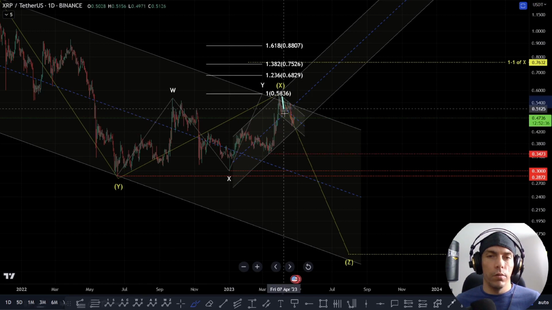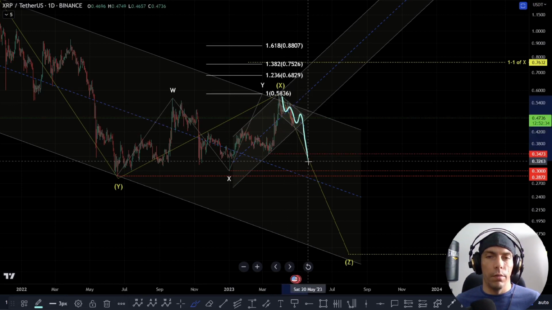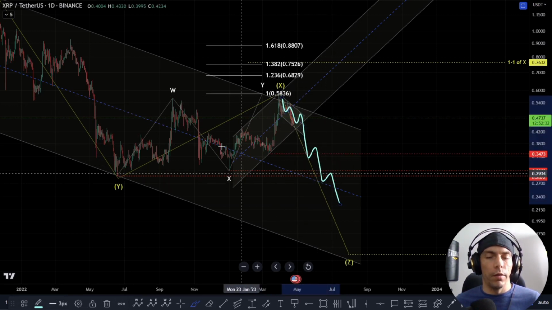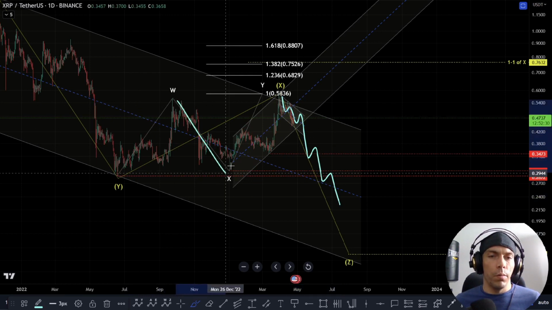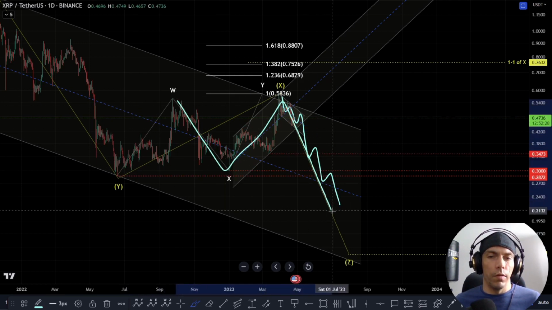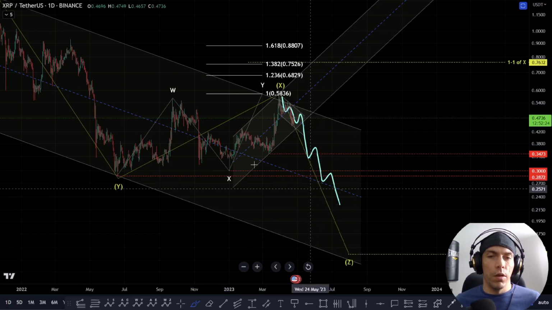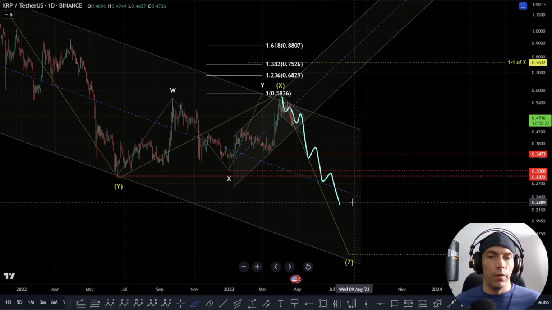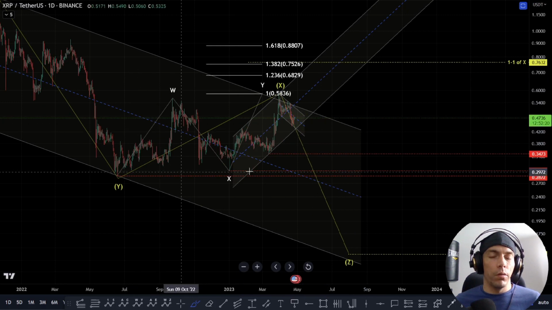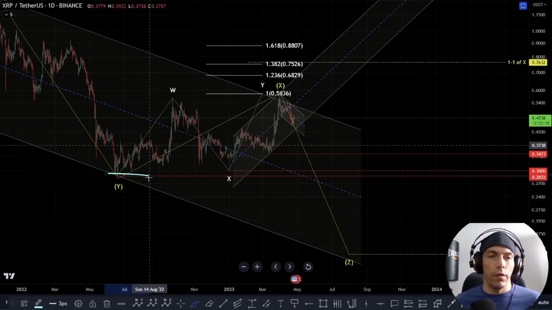What I want to see is if we do start to break down in a bigger 5-wave structure here, something like this, then we'd have to be on the lookout for that possibility that the Z wave could be a flat correction. If that's the case, what this would mean is we'd be looking out for a bit of a higher target here, but it still means that we do have a potential to take these lows.